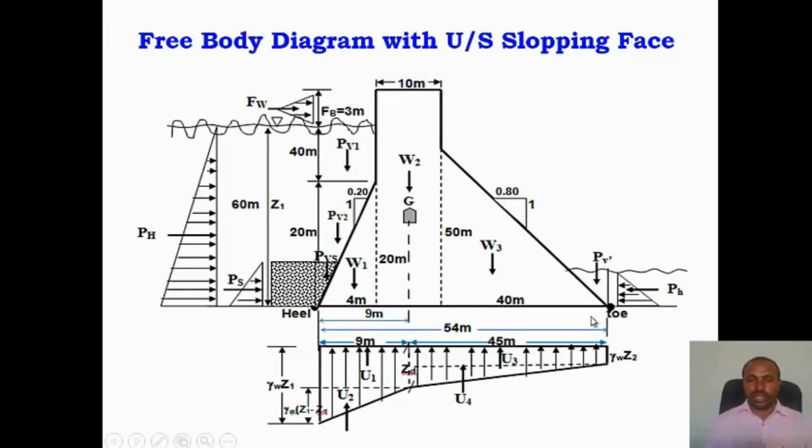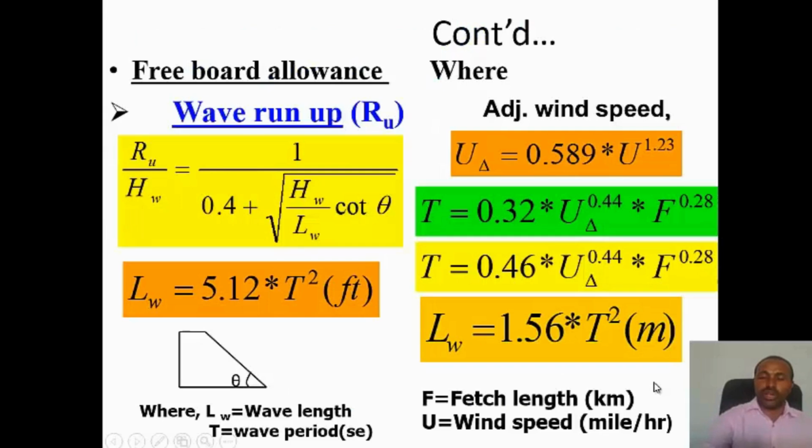Okay, free body diagram with upstream sloping face. This is just a sample; we will have an illustrative example on this. This is how to draw the free body diagram with an upstream sloping face. PV1, PV2, PVS you have. Otherwise, if it is vertical, no more. So this is a sample free body diagram.